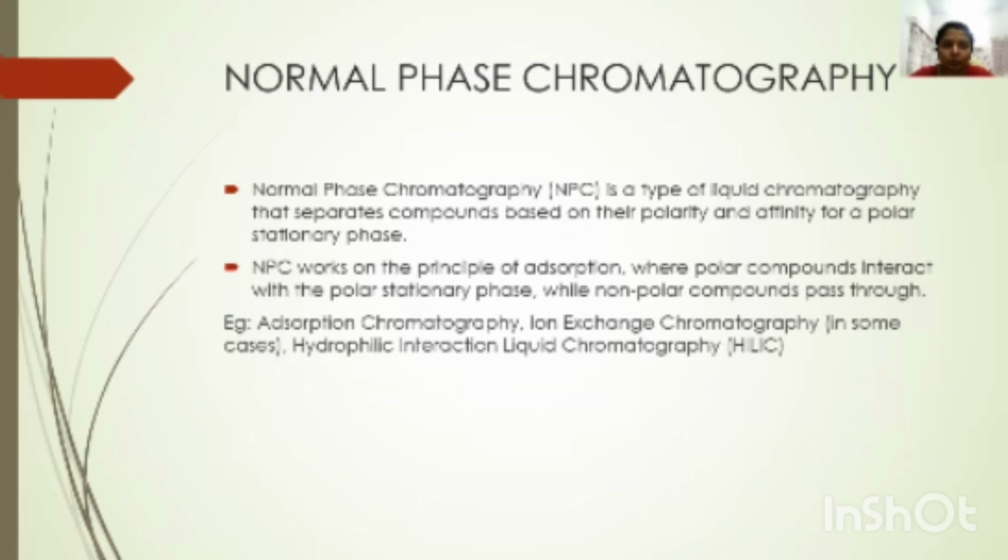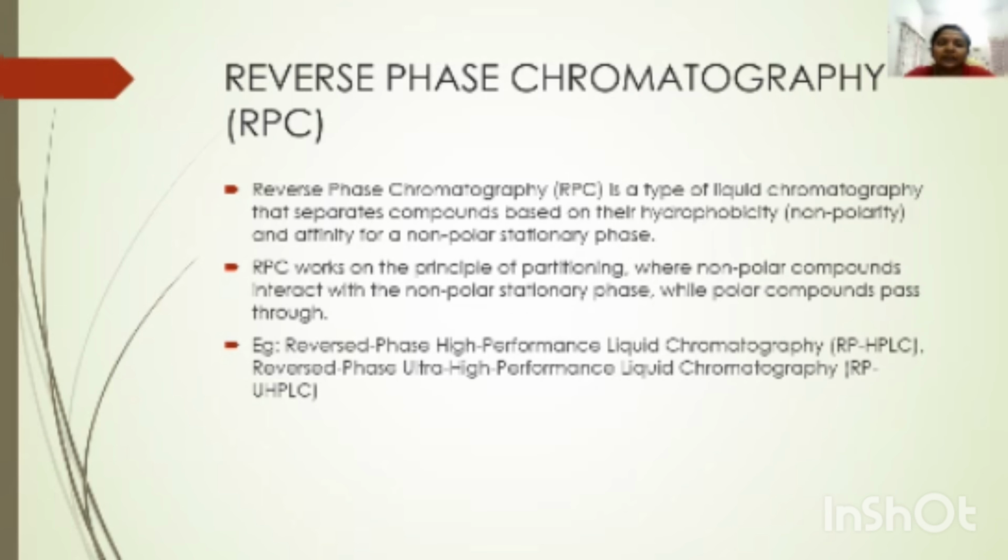Normal phase chromatography. In normal phase chromatography, our solid phase is normally polar. It works on the principle of adsorption, where polar components interact with the polar stationary phase, while non-polar compounds pass along with the mobile phase, which is normally non-polar in nature. In reverse phase chromatography, the principle is just reversed. Here our stationary phase will be highly non-polar in nature and the mobile phase will be highly polar.